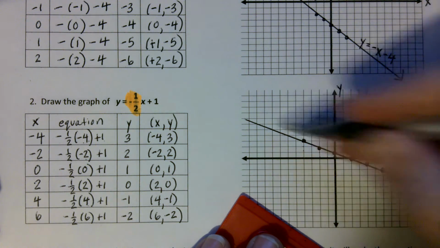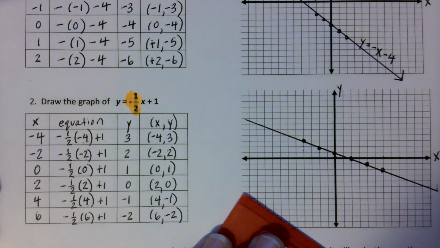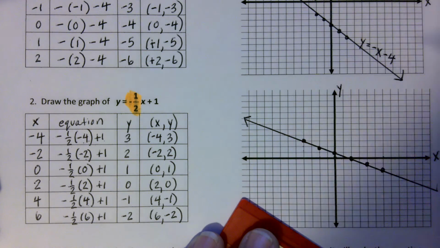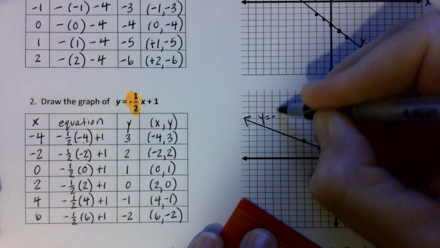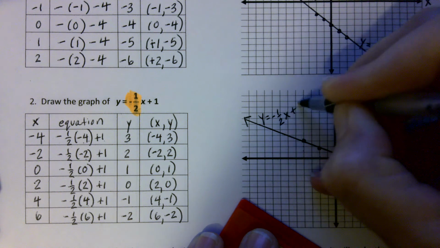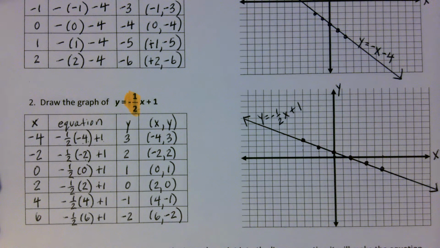I'm going to extend the line, make sure it goes all the way across the coordinate plane. I put arrows at the end, and I write the equation somewhere on the line. And you have just graphed a linear function.